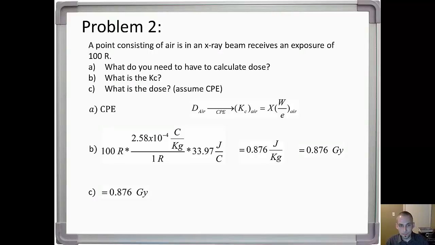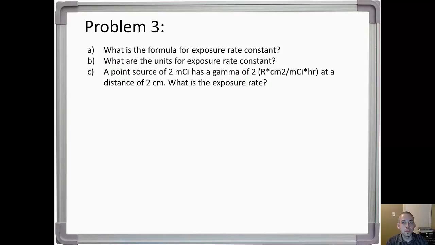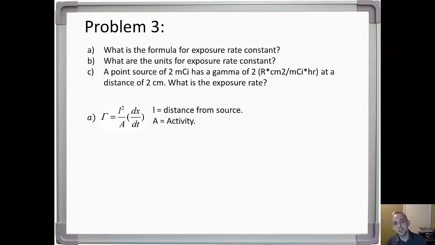Okay, so moving on to problem 3. I feel that ADDX does not spend a good enough amount of time on exposure rate constant. I think it's very important. So right off the bat, what is the formula for exposure rate constant? Notice that the distance from the source is squared, that is in the numerator. The activity, not squared, is in the denominator, and then the exposure rate.